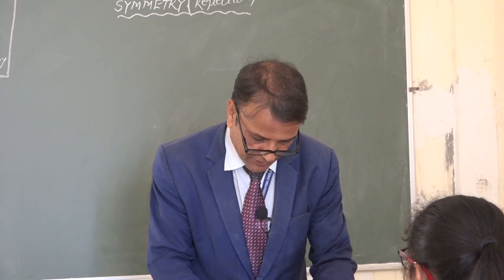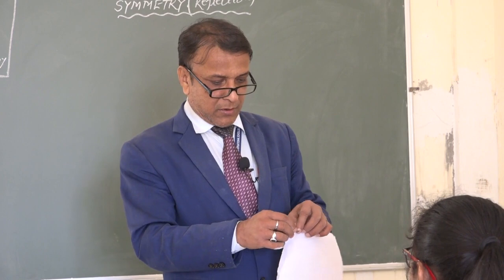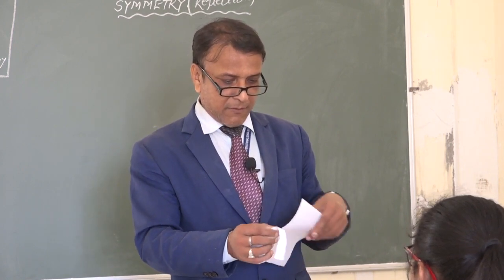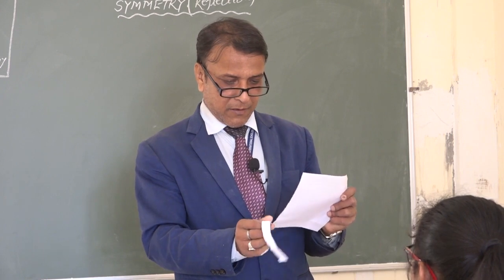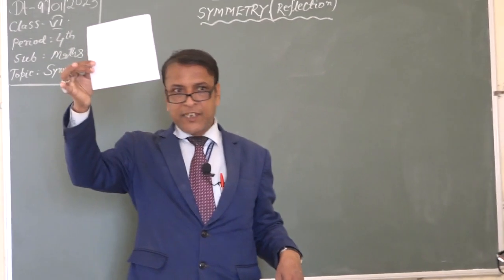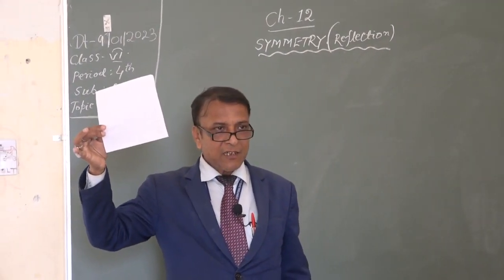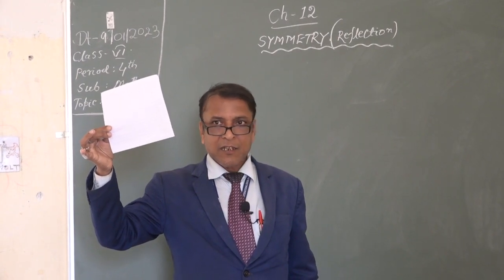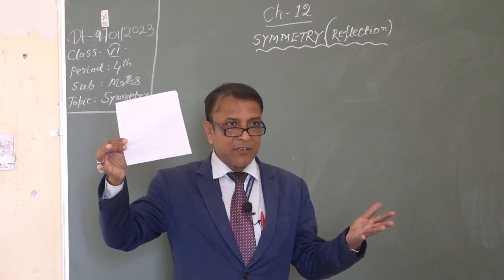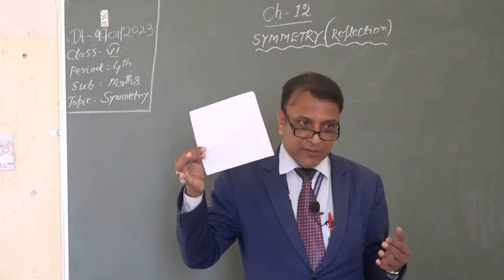Okay? Now see. Just a minute. Now, this is a square. Is it a rectangle? Why is it not a rectangle? All sides are equal. There is no length and no breadth. All the sides are equal. So it cannot be a rectangle. It will be a square.